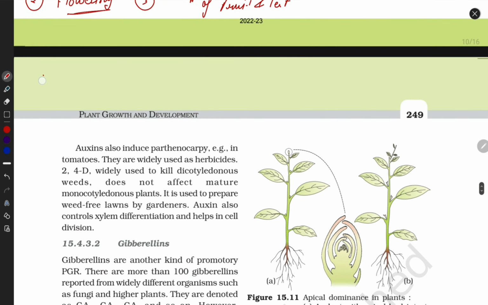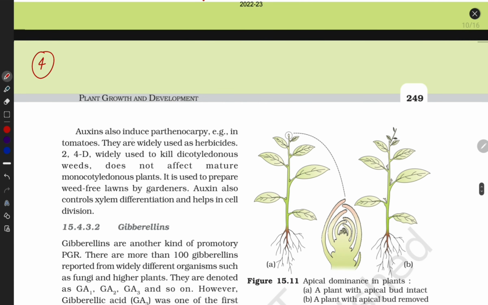The fourth function I'm writing here: they induce parthenocarpy. Parthenocarpy means that without fertilization, without fusion, they produce fruit.